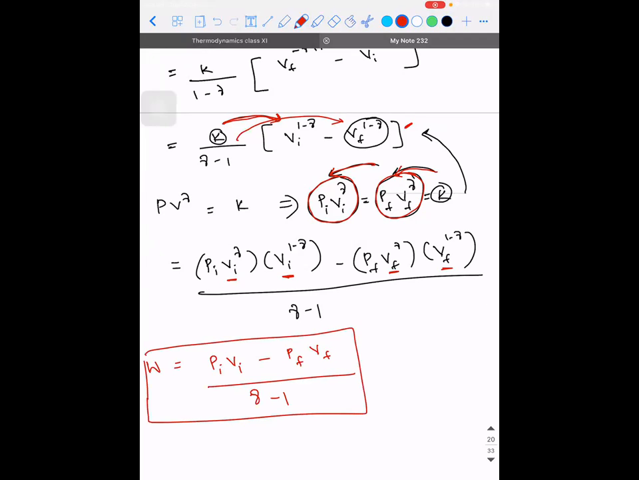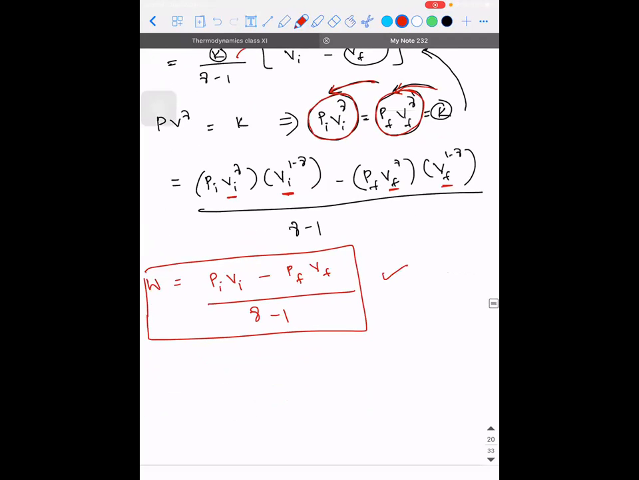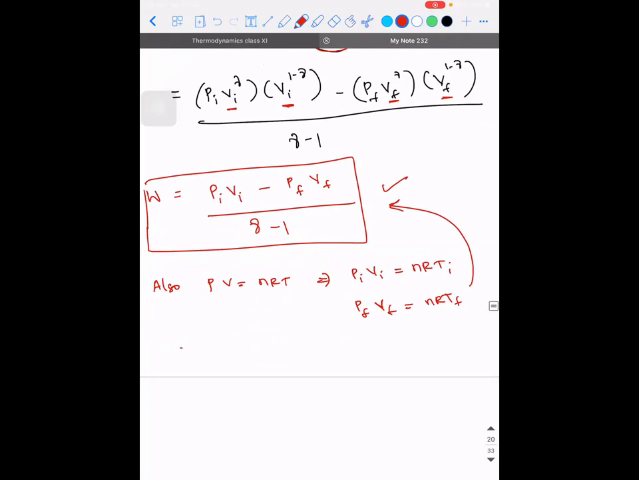So work done is equal to P initial into V initial minus P final into V final, divided by gamma minus 1. This is one of the formulae. Also, if I write PV is equal to nRT, from this I can write Pi into Vi is equal to nR into Ti and P final into V final is equal to nR into T final. If I substitute these two values here, then I'll get nR into T initial minus nR into T final divided by gamma minus 1, which is equal to nR into Ti minus T final divided by gamma minus 1. This is another formula for work done.